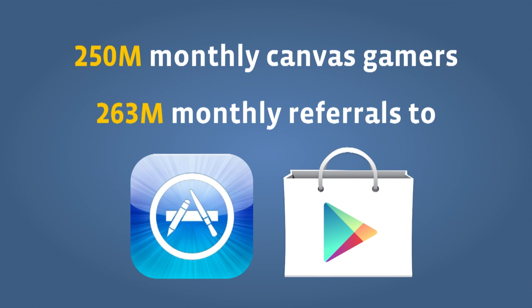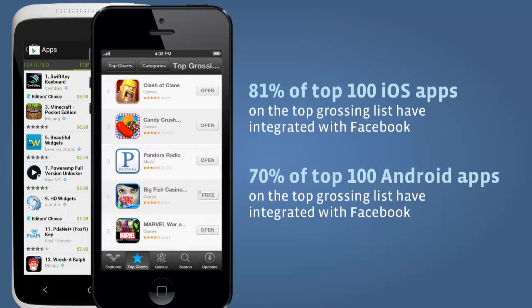Every one of those clicks could have been a click for your app. Every one of those clicks could have been a click to install your application in the Apple App Store or in Google Play. And then if you just go and look at the top 100 iOS apps, top 100 Google applications, 81% of those iOS apps are integrated with Facebook. 70% of those Android applications are integrated with Facebook.